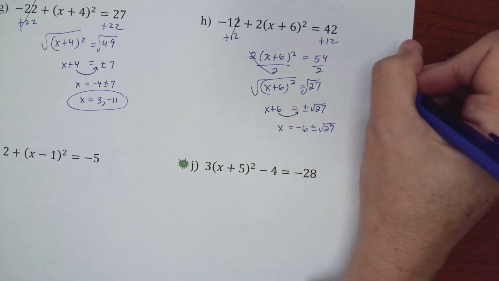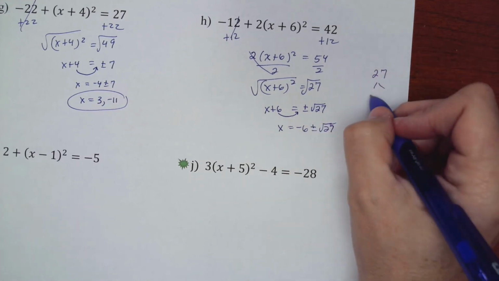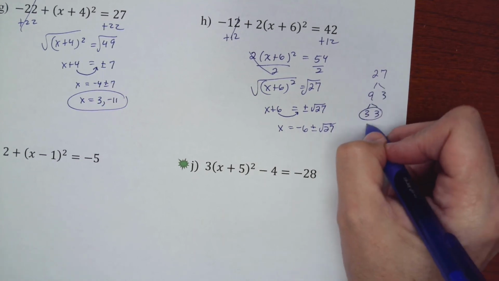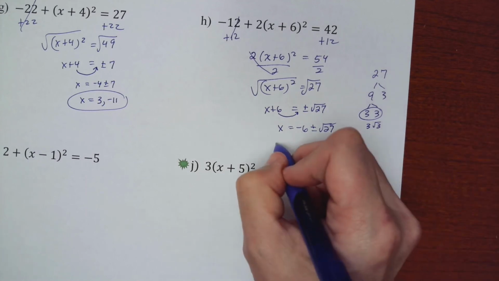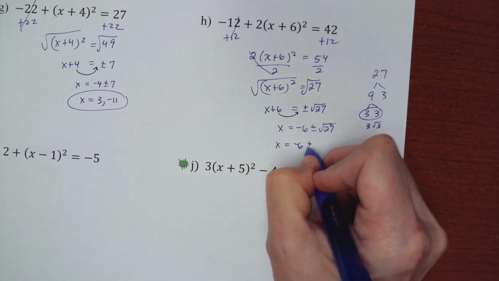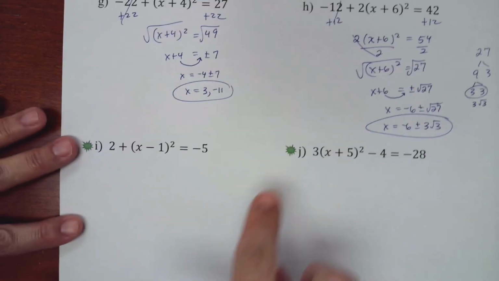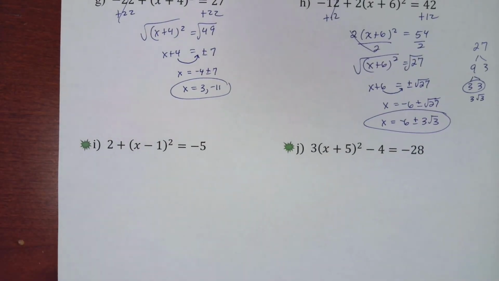So let's check out 27. 27 is 9 times 3, and then 3 times 3. So 27 can be replaced with 3 radical 3. So let's just do that. Negative 6 plus or minus 3 radical 3. And there we go. All right, and these other ones with these green blobs, those are for next time.